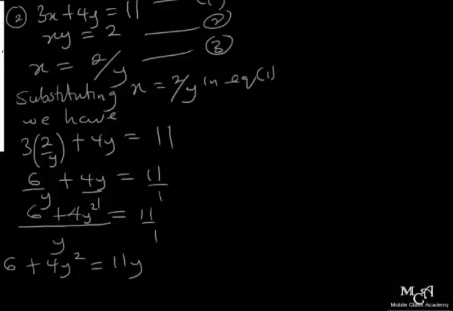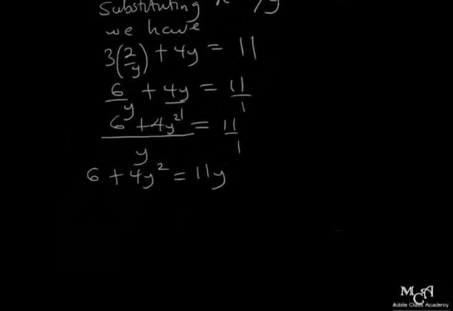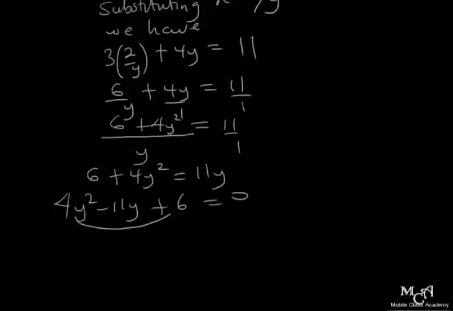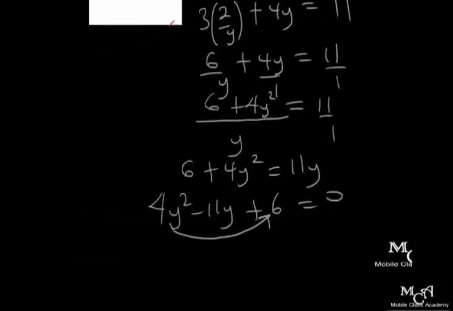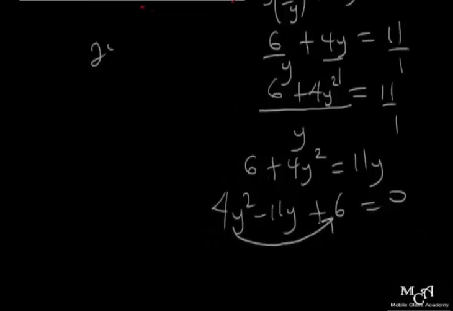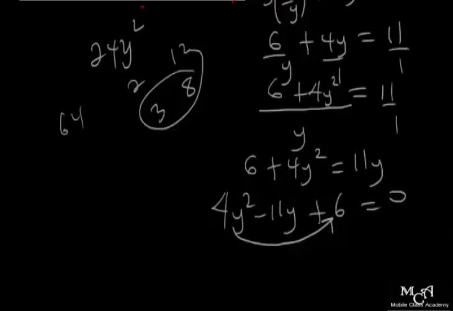So I'll take 11y here. So I have 4y squared minus 11y plus 6 equal to 0. So it becomes a quadratic equation again. So we can now factorize this. If we factorize this, 4y squared times 6 will give me 24y squared. So I'll look for the factors of 24, which are, we can use 2 and 12 as a factor, we can use 3 and 8, and then we can use 6 and 4. But the best to use is 3 and 8.